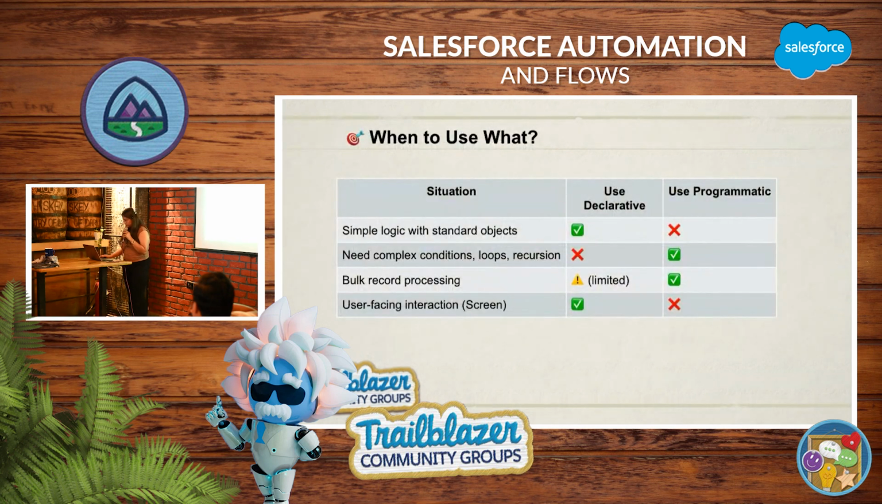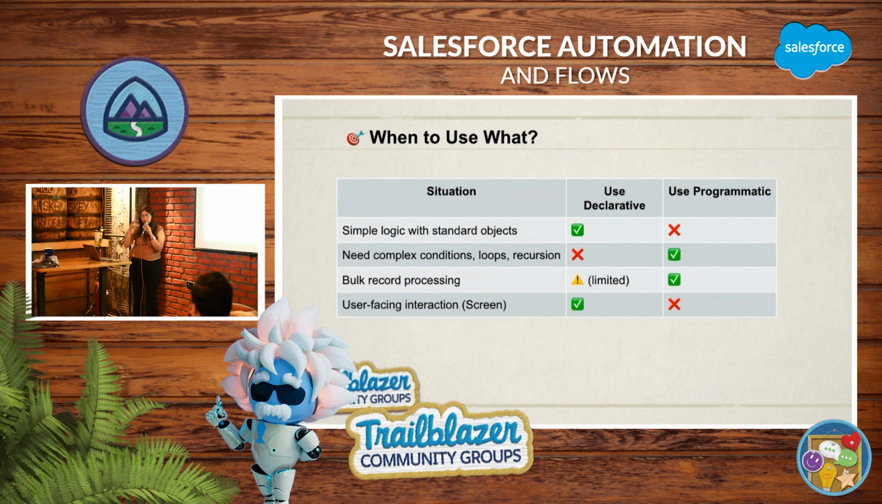So now we also talked about when to use what. If it is simple logic with the standard object, we can go declarative and not the programmatic way. If we need complex conditions, loops and recursions, there are so many things to codify, so we'll go with the programmatic way.